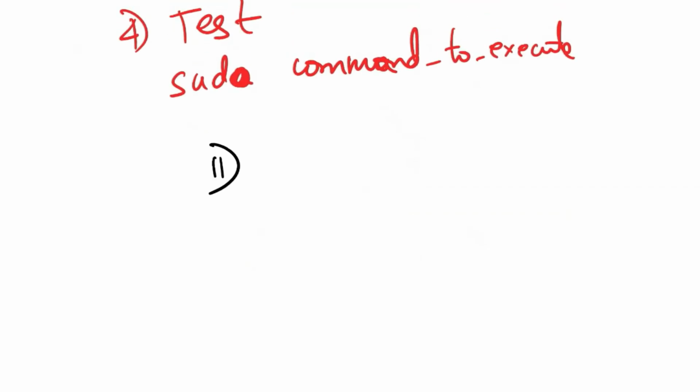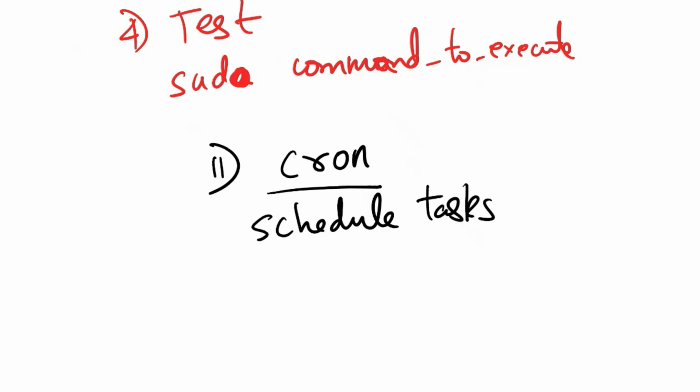How do you schedule a task to run at a specific time or interval using cron? So in Linux and Unix-like operating systems, you can use the cron service to schedule tasks to run at specific times or intervals. The cron service is controlled by the cron daemon and it allows you to automate repetitive tasks such as running scripts, backups, or system maintenance. Now let's see how to schedule a task using cron.